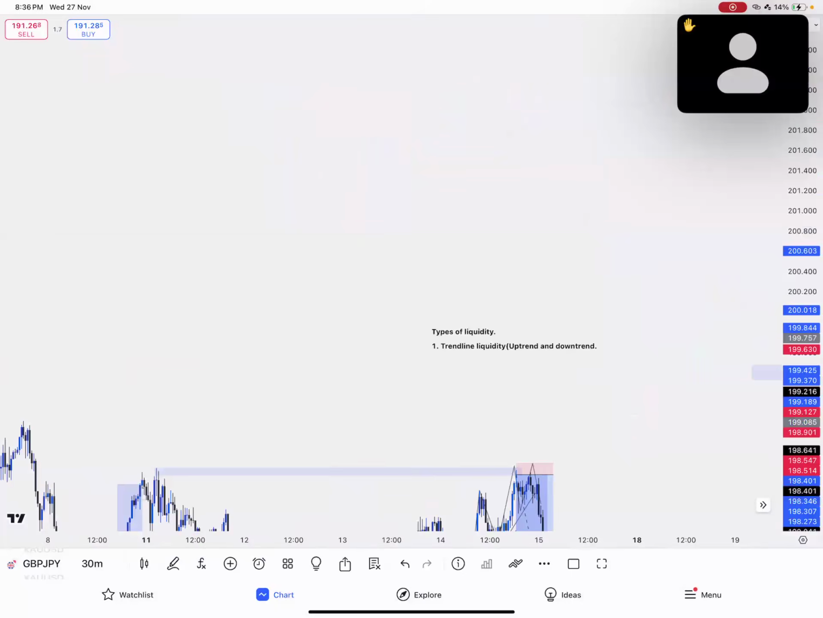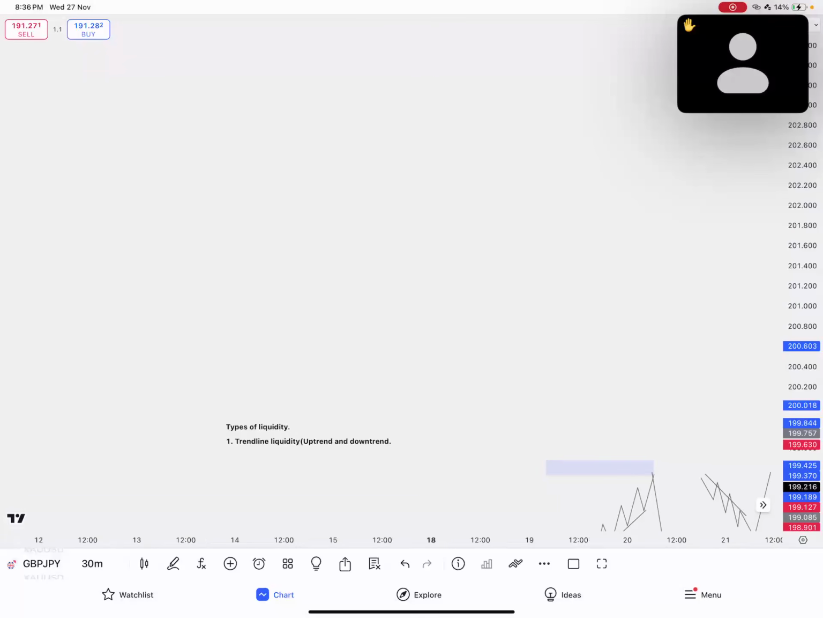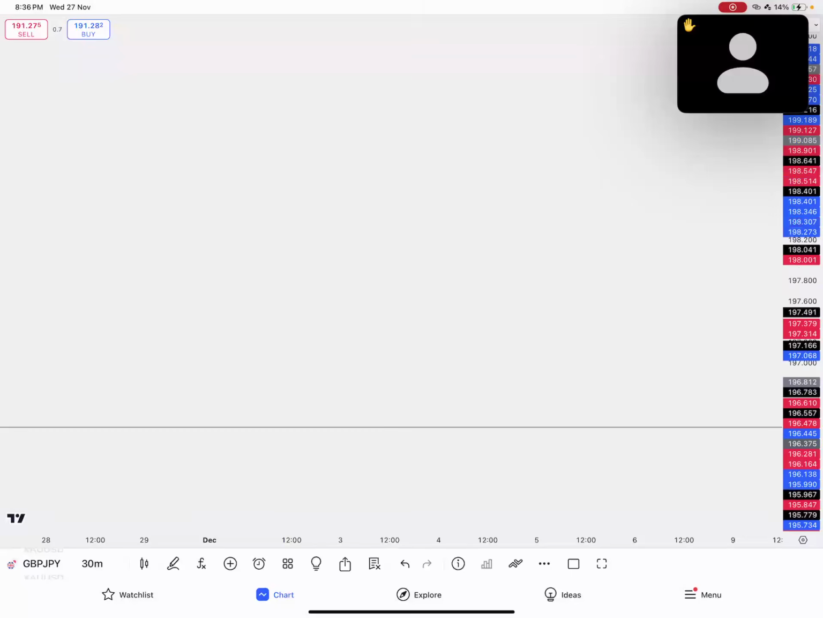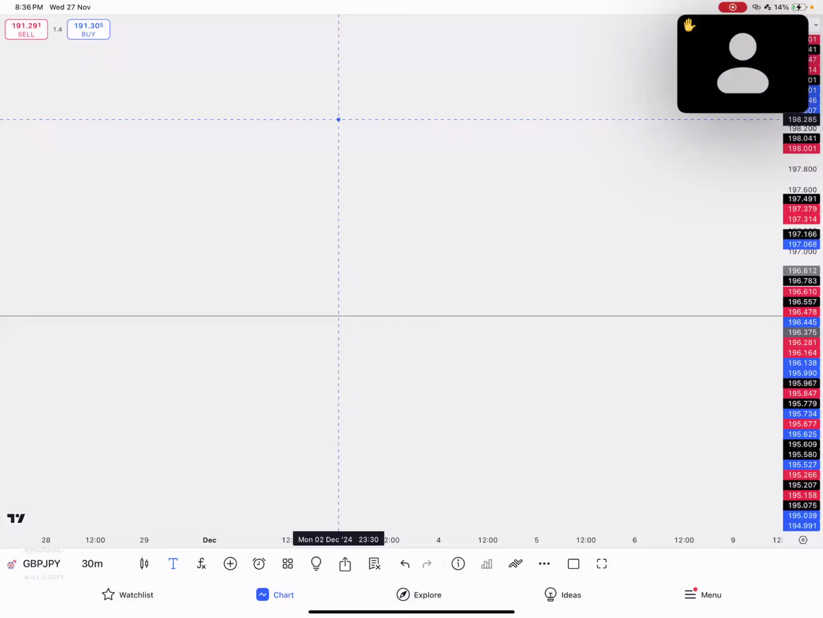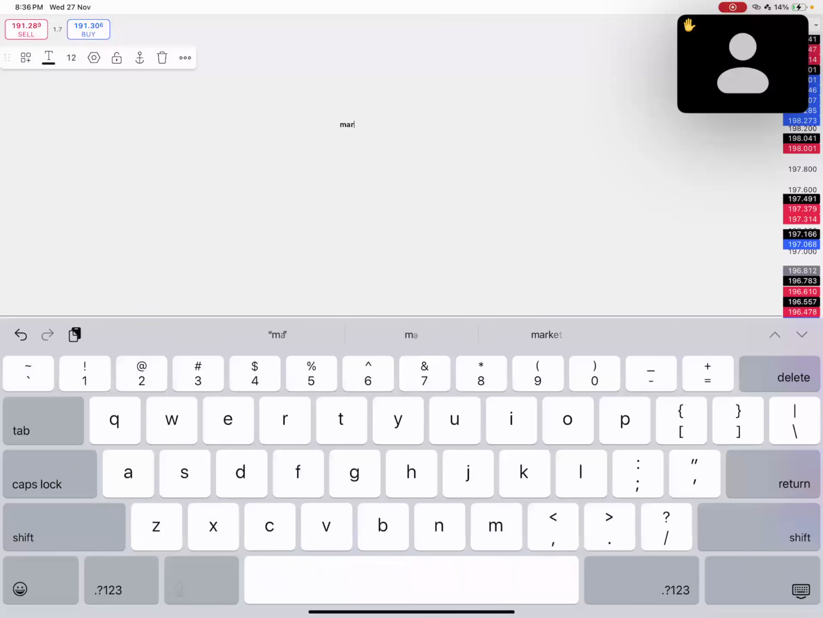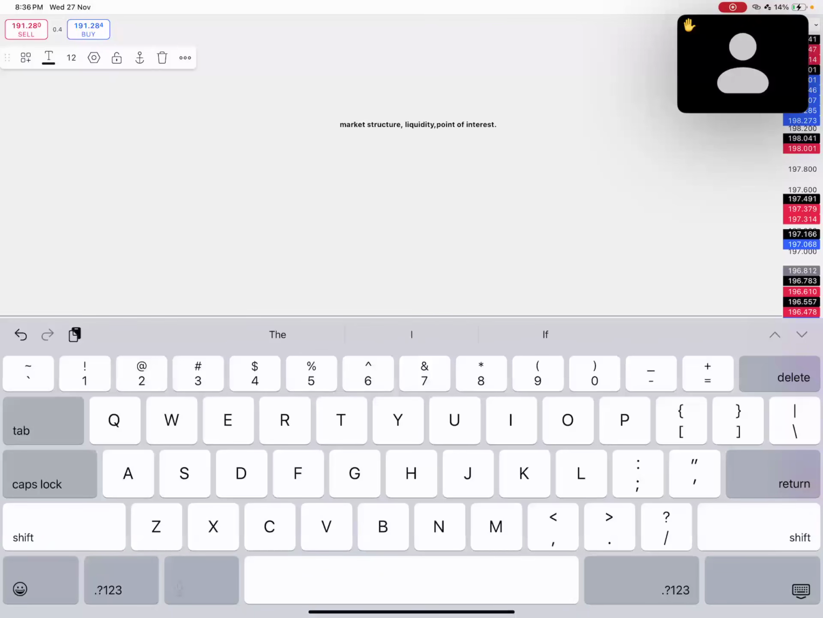I'm not going to start defining everything because this will be more practical, because I've already defined everything before. Like I said, this strategy is made up of three key things: market structure, our liquidity, then our point of interest. Market structure, liquidity, point of interest.